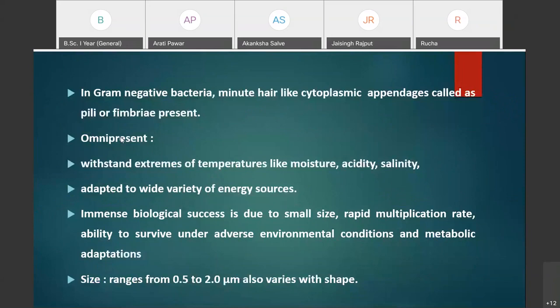Bacteria normally live at a pressure of 1 atmosphere, but they can tolerate a pressure of about 3000 to 6000 atmospheres. Don't forget that viruses can also tolerate about 3000 to 6000 atmospheric pressure, and generally bacteria live at 1 atmospheric pressure.